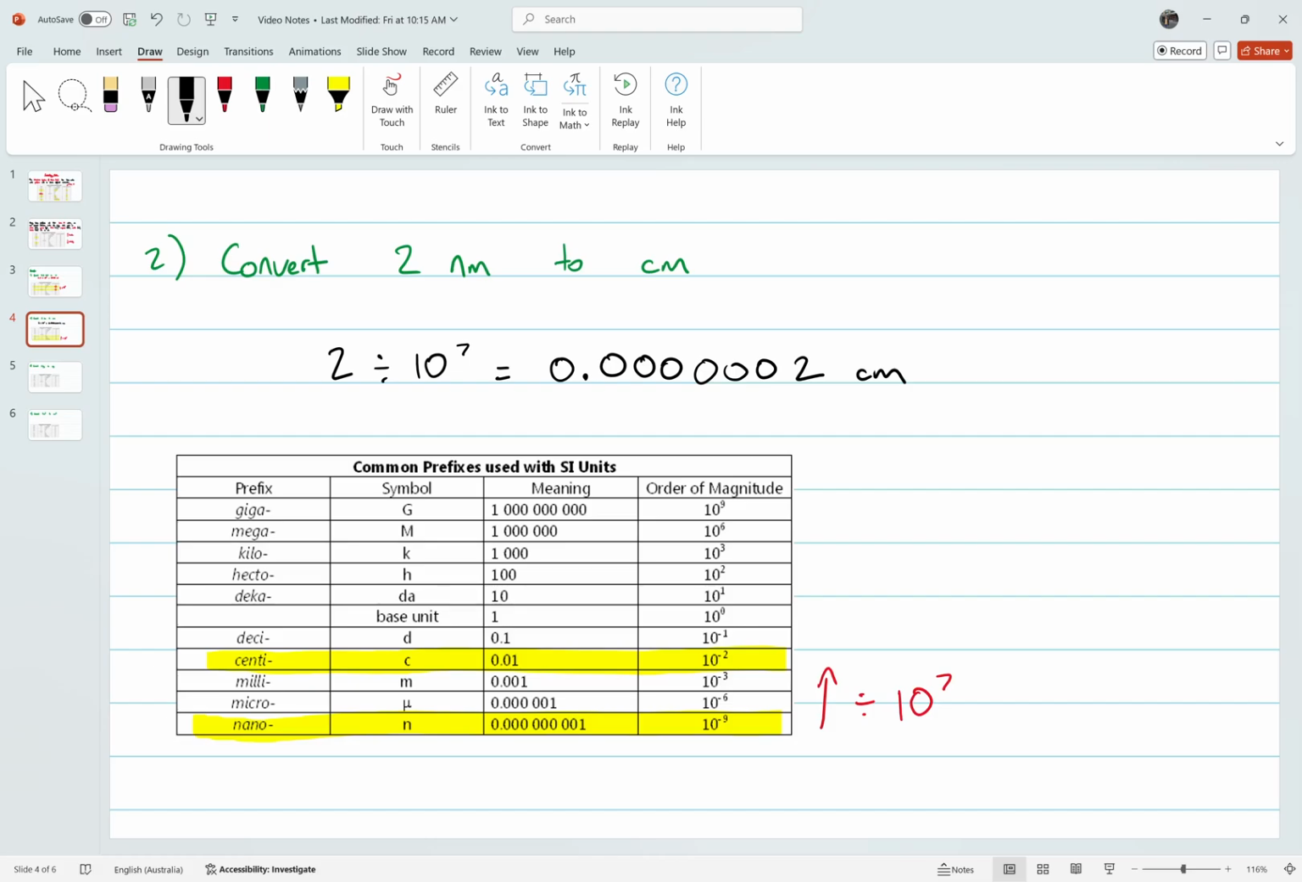But the way that we convert that is just by looking at the prefixes. We don't even need to know anything about nanometers and centimeters. We just look at the difference between their order of magnitude or their base. So one was at -2, one was at -9. So there's a difference of 7. And because I went up the table, I divided.